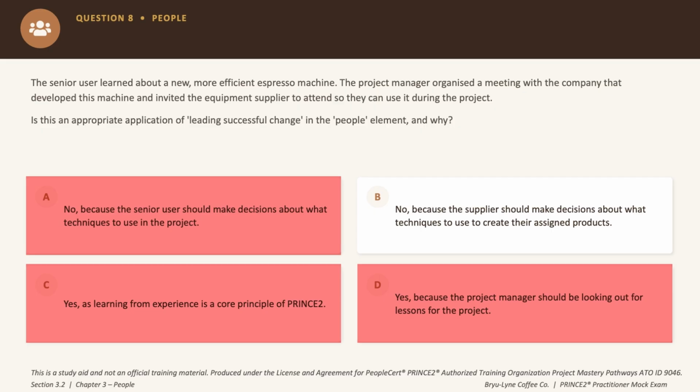Now that's right because that is done in collaboration with the senior supplier, and the project manager really facilitates the entire discussion. They don't choose the technical methods for the senior user or the supplier. Okay, so the correct answer to this question is option B.